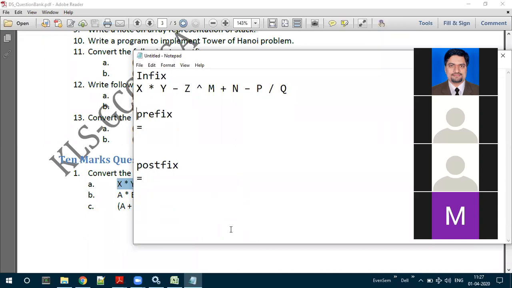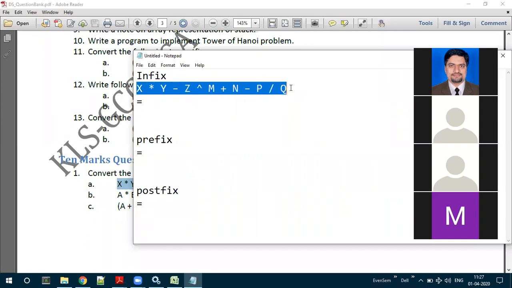Now we have to see the expression and try to identify what are the different types of operators given and whether there are any brackets. So first step here is: are there any brackets here? No, sir. There are no brackets, but there are many operators given here.